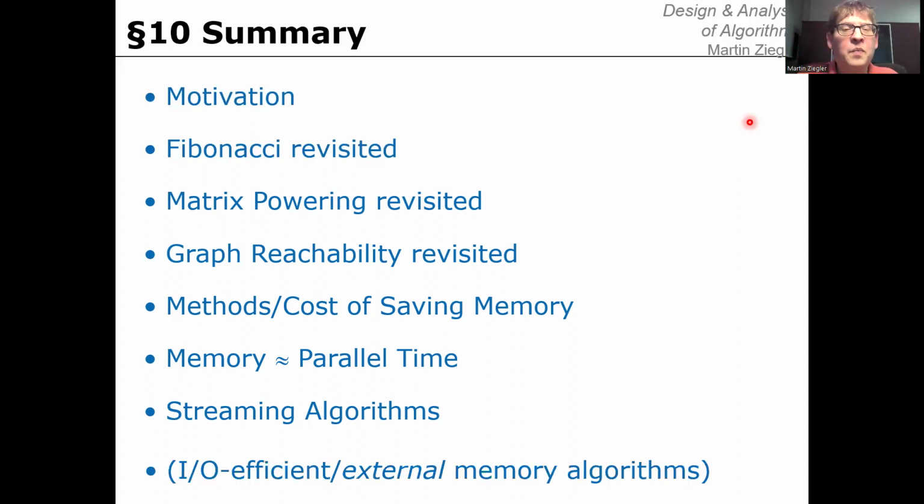We did not, in this current chapter, discuss I/O efficient or external memory algorithms. That will or may be a topic for future issues of this course.